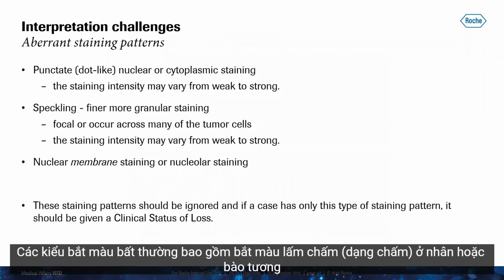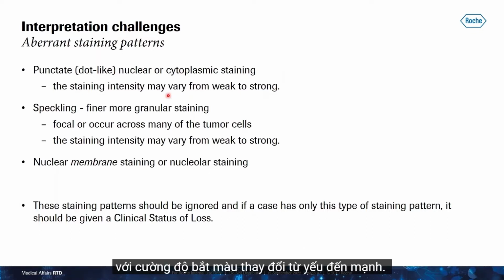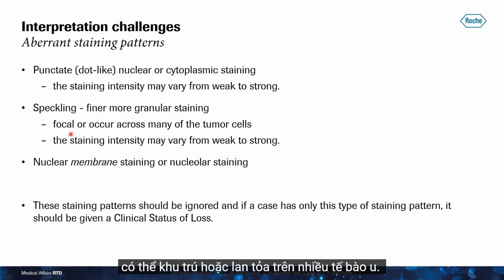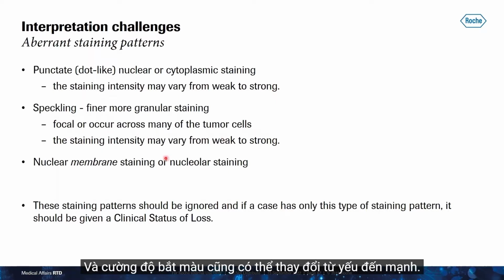Now, aberrant staining patterns include punctate or dot-like nuclear or cytoplasmic staining, where the staining intensity may vary from weak to strong. There's a staining pattern called speckling, which is finer, more granular in appearance, that can be focal or can happen across many of the tumor cells. And the staining intensity may vary also from weak to strong.